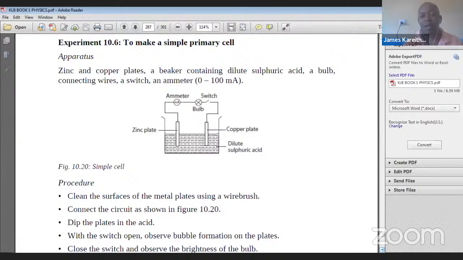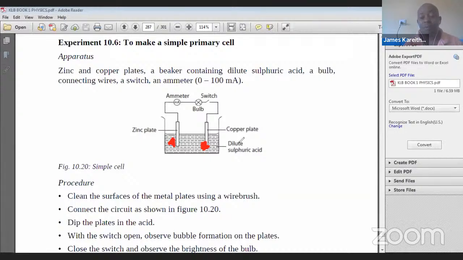Now, we have zinc and we have a copper plate. Both the copper plate and the zinc plate are the metals that are used for conductivity. So we can say we have terminal A and terminal B. At terminal A we have the zinc plate, and at terminal B we have the copper plate. And we know in an ordinary circuit, we must have a positive terminal and a negative terminal.